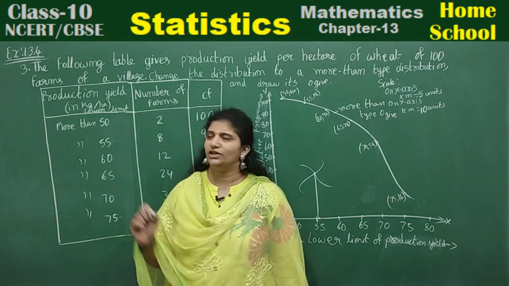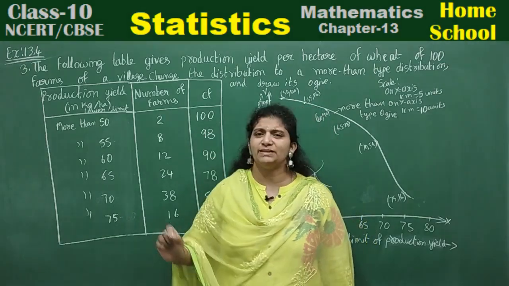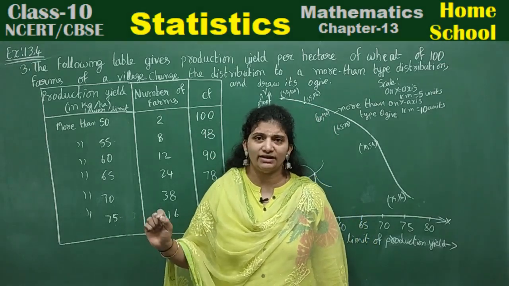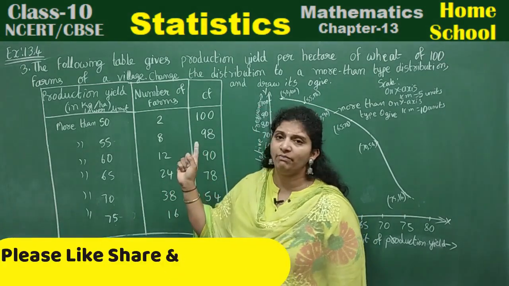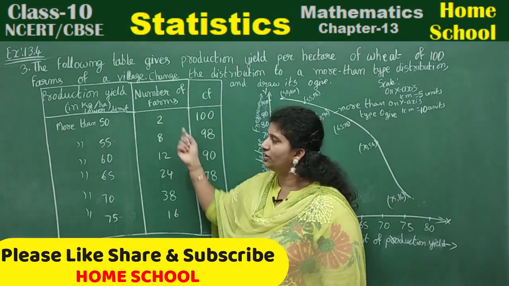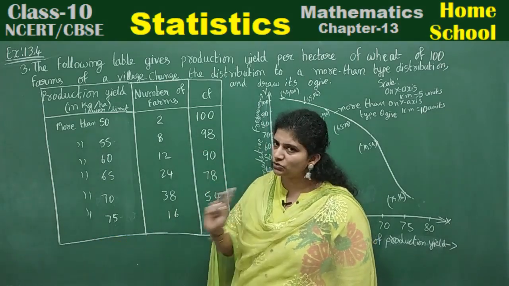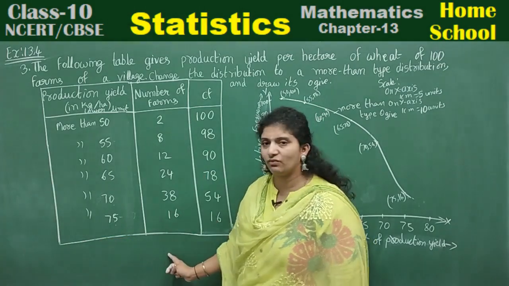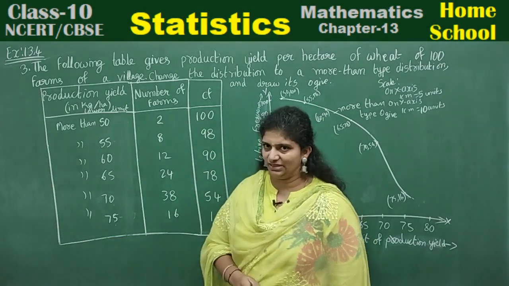Okay, I hope everybody has understood. Most of the children will make mistakes only here. Ogives are very simple. There is nothing more to understand. Where you make the mistake is in more than type. You just go on doing cumulative frequency addition. But in more than type, please don't do like that. Add all the frequencies, and from the top you go on reducing the frequencies.